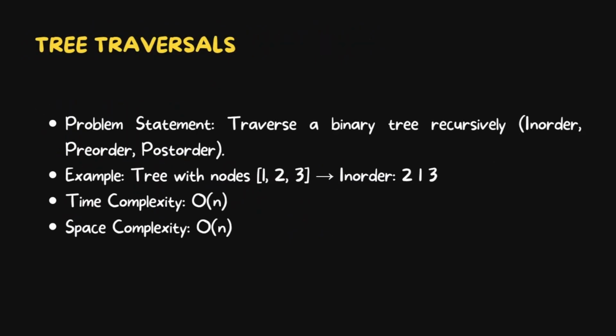Next is tree traversal. It traverses a binary tree recursively in-order, pre-order, or post-order. So for example, for a tree with nodes 1, 2, 3, the in-order is 2, 1, 3. Time complexity is O(n) and space complexity is also O(n).